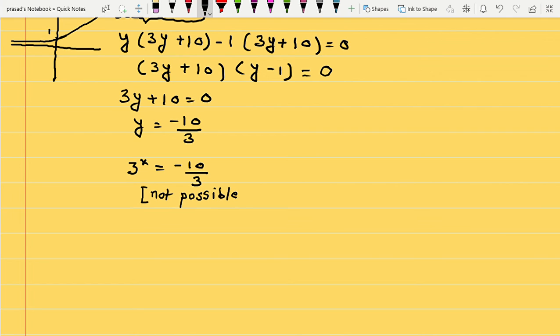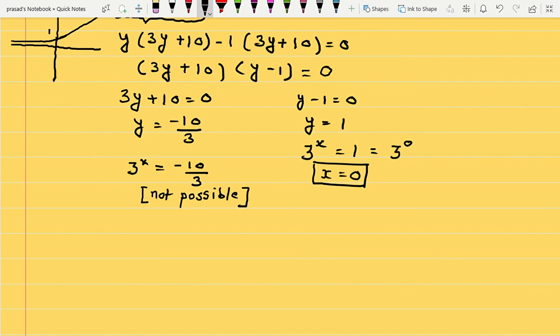So come to the second root here, y minus 1 equal to 0, which gives y is equal to 1, or y is 3 to power x is equal to 1. Now here, keep it in mind that no need of taking logarithm. 1 can be just written as 3 to power 0. Now since the bases are same on both the sides, that means x is equal to 0, which is the only solution. So let me give you some problems for practice on the same type.